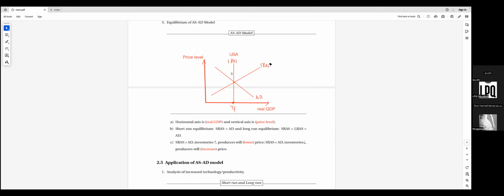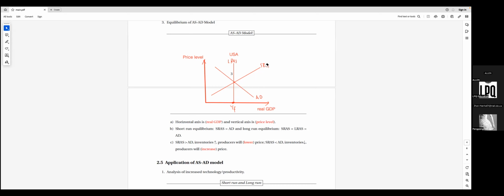Generally speaking, why is it positive? Because the producers naturally want to make more money, right? Simply speaking, they want to make more money. So in the short run, if the price level increases, all the producers will produce more things, because they want to make money.